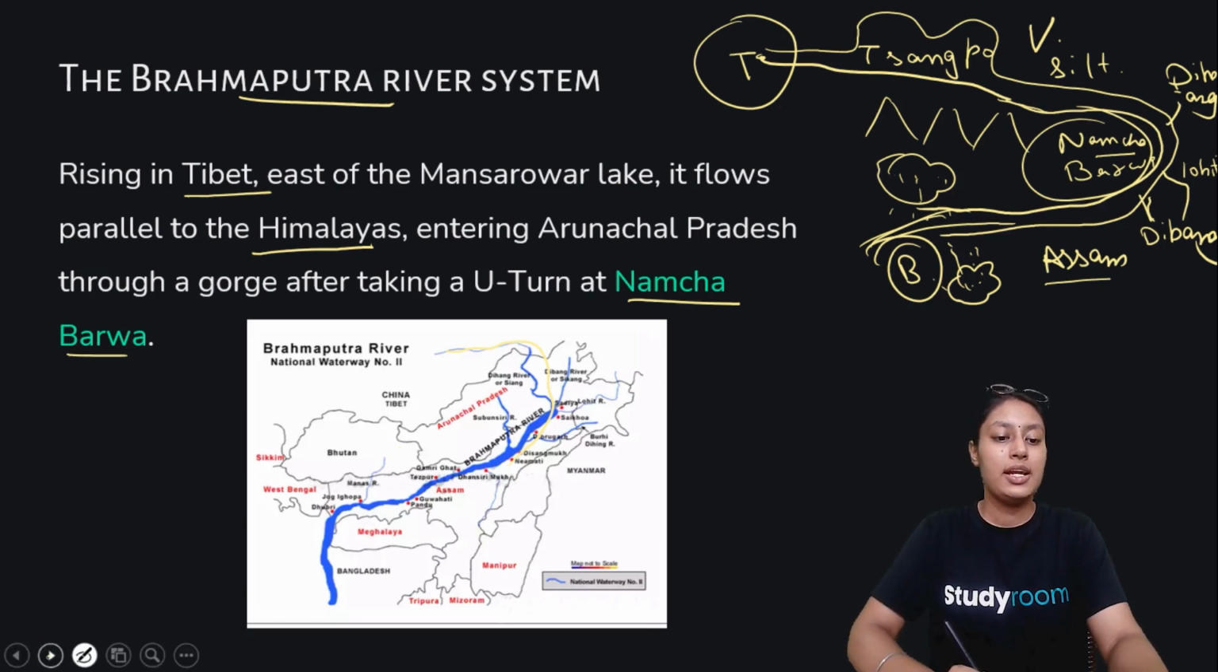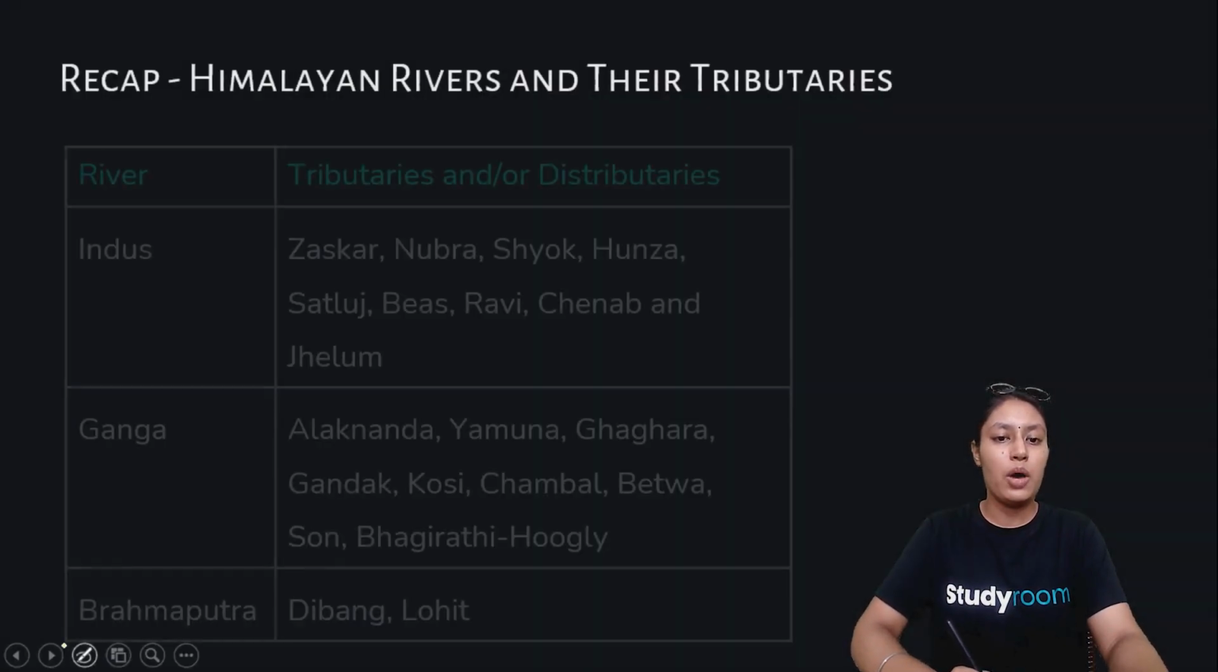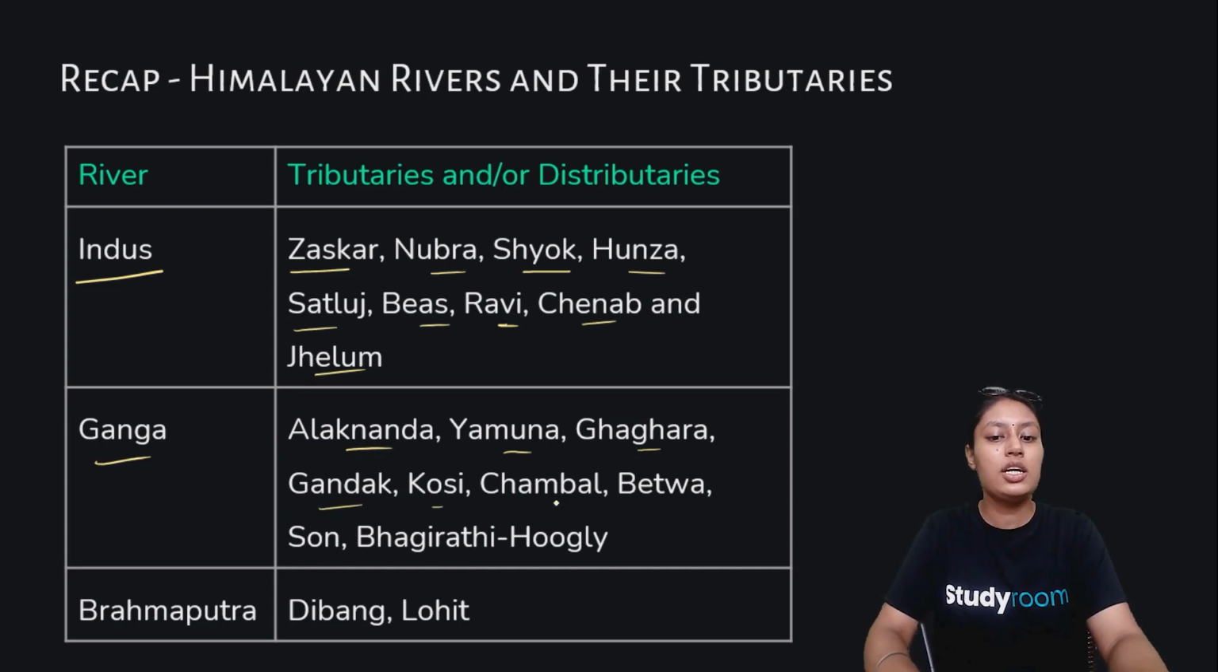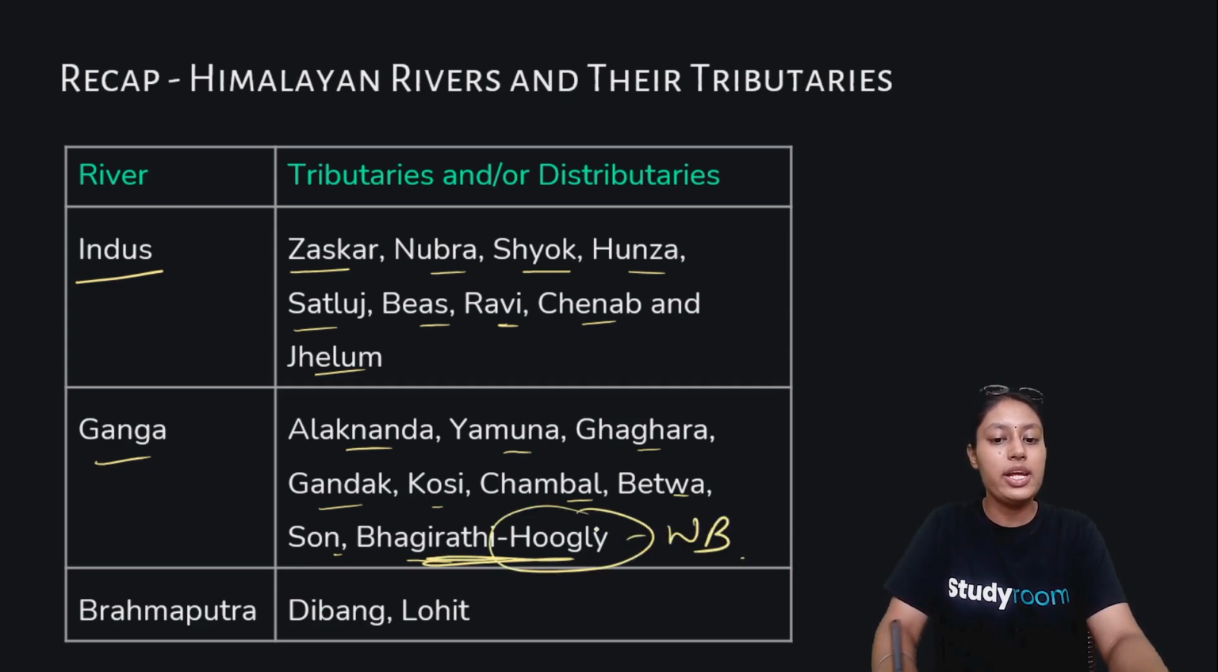Okay. Now, let's revise all our rivers and their tributaries. First, the Indus River: Zaskar, Nubra, Shyok, Hunza, Satluj, Beas, Ravi, Chenab, and Jhelum. These are the major tributaries that we have discussed. Ganga: Alaknanda, Yamuna, Ghaghara, Gandak, Kosi, Chambal, Betwa, Son, Bhagirathi, Hooghly. Bhagirathi and Hooghly are on the West Bengal side. Then Brahmaputra has the Dibang and Lohit. So these are the major tributaries of these rivers.